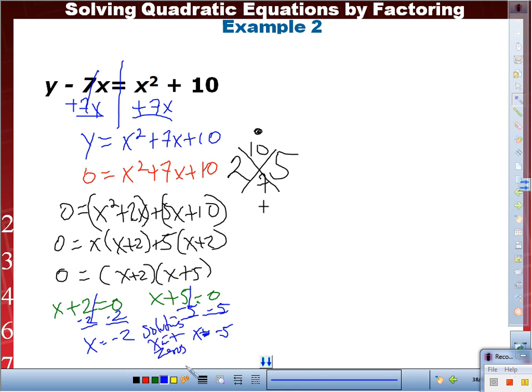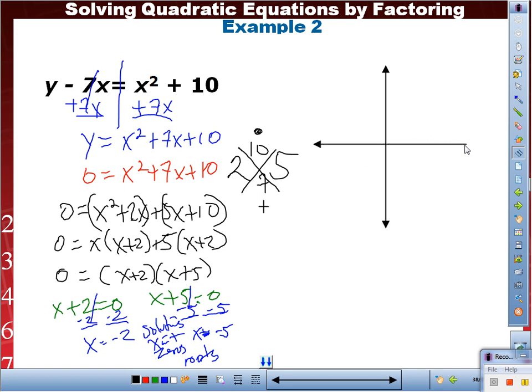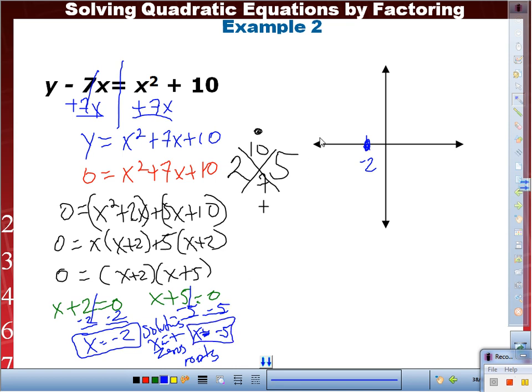X-intercepts, zeros, also known as roots. Yes, you need to write all 4 of them. Why? Because I want you guys to remember the names of them. Next, graph. Negative 2 goes right there. Negative 5 goes right there. And my constant in the equation is 10, which is up here. And we're going from left to right. Hands up if you got that. Let's go.